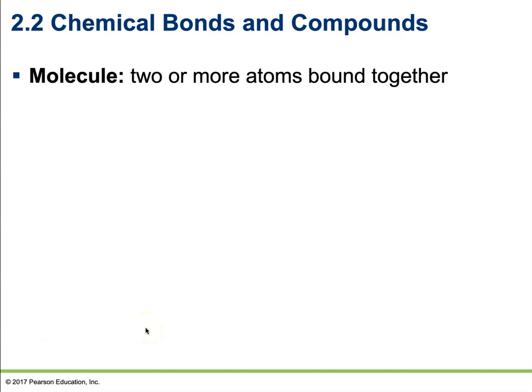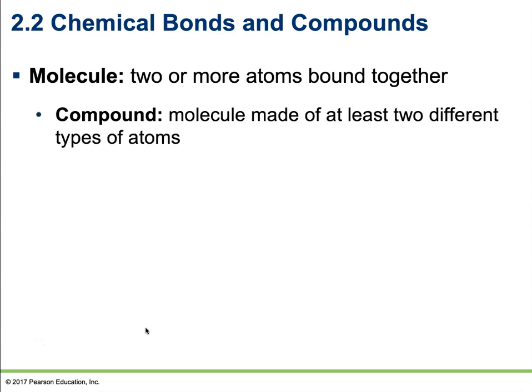So as we've already mentioned, a molecule is going to be two or more elements bound together. A compound is a molecule that's made up of at least two different types of atoms. I am not going to expect you to remember the difference, but your textbook does differentiate between molecules and compounds. A molecule is just any group of two or more atoms bound together. A compound must have at least two different types of atoms.